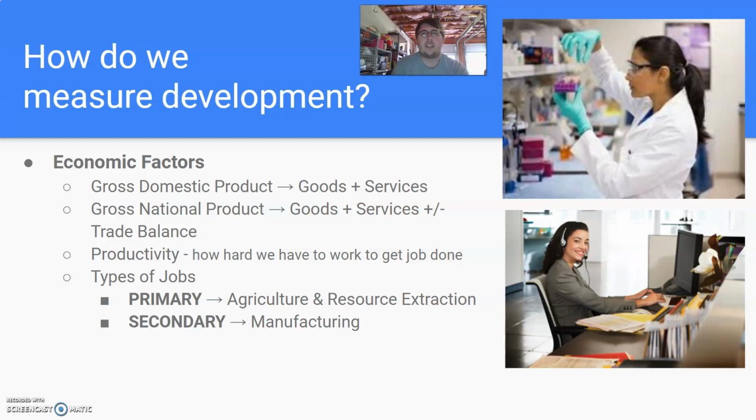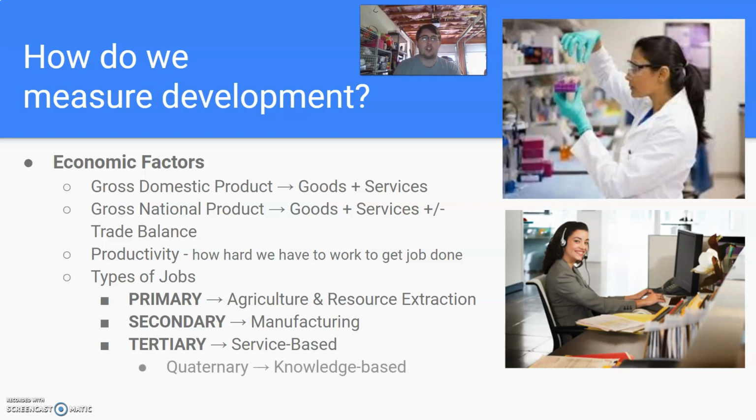So again, secondary is a manufacturing position, and tertiary is service-based. We'll talk all about that in our last unit, but a job like secretary, hospital, food service, anything like that, that isn't factories and resource extraction or agriculture is going to fit in as a tertiary position. We also have two other terms we can use. A quaternary position is a knowledge-based field, which is focused on research and development.